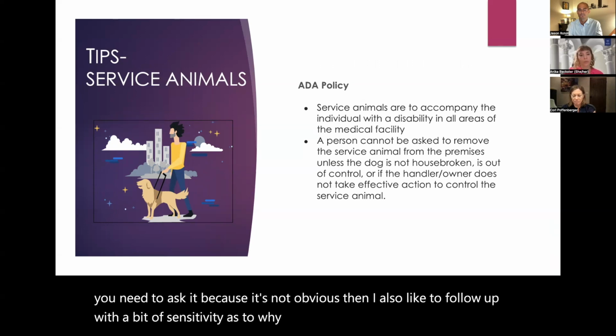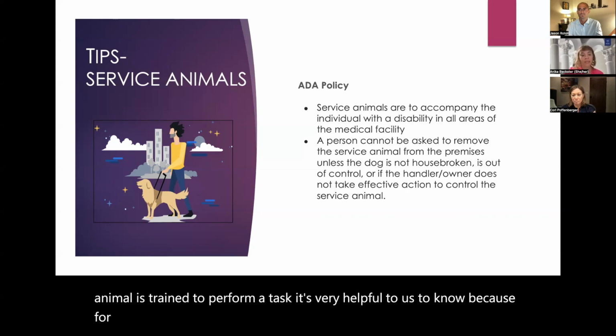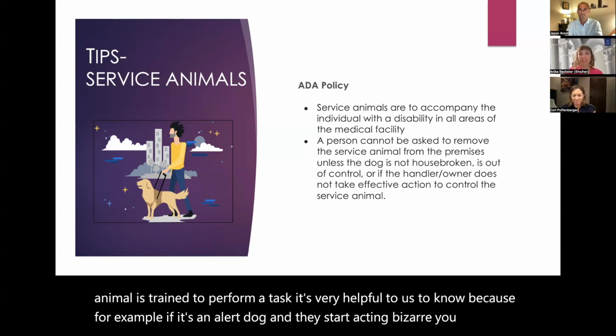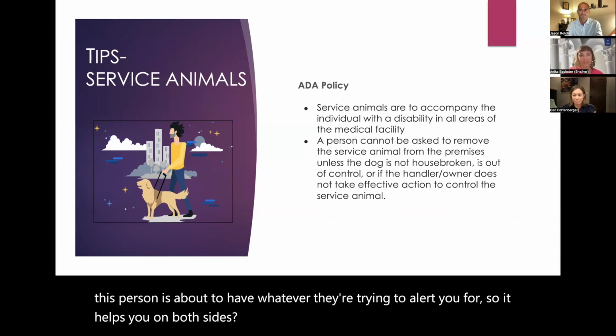So, for example, if the animal is trained to perform a task, it's very helpful to us to know because, for example, if it's an alert dog and they start acting bizarre, is it because this person is about to have whatever they're trying to alert you for? So it helps you on both sides. Or, just what is the alert they're trained to do.